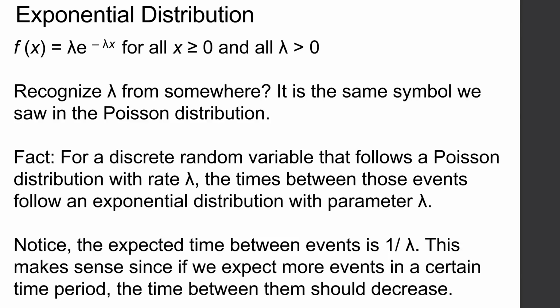And this makes sense because we should expect more events in a certain time period when the time between them decreases. So think about a call center that gets 30 calls in an hour. How long can you expect to wait between those calls? You should expect to wait about 2 minutes.